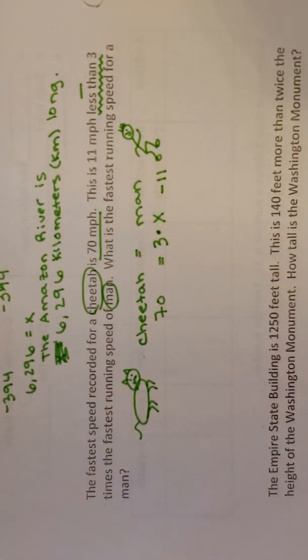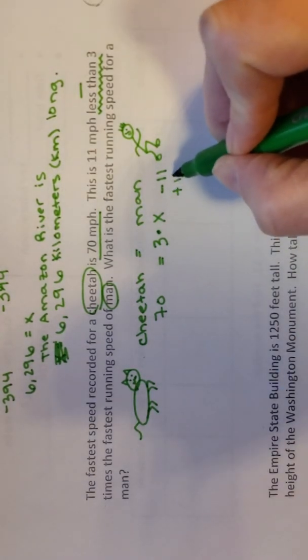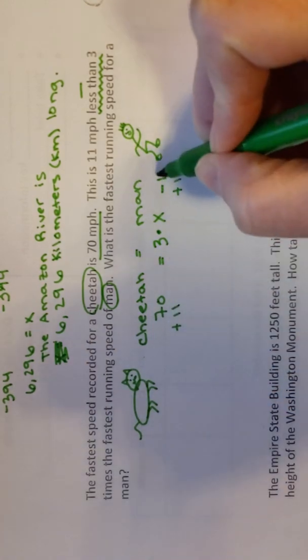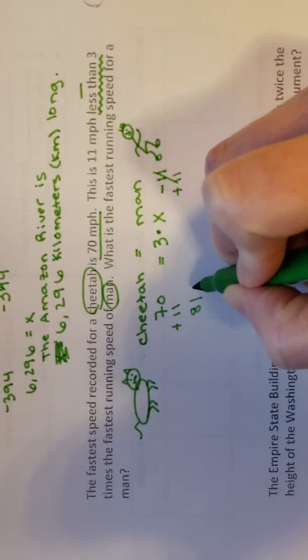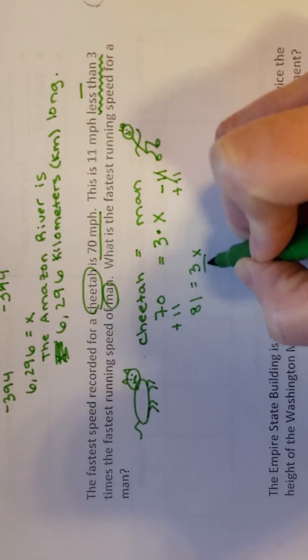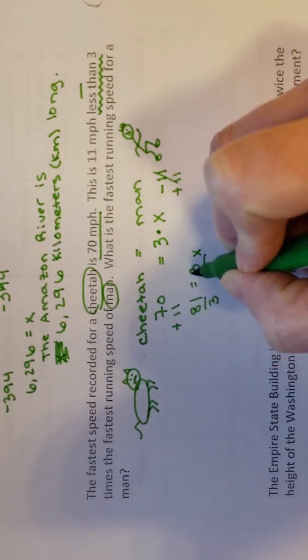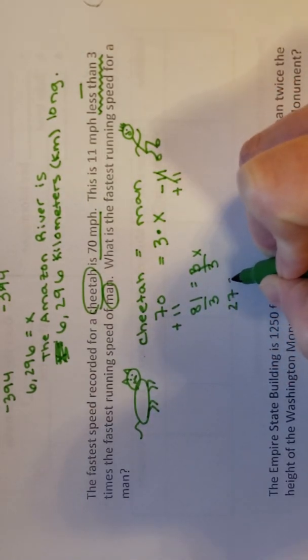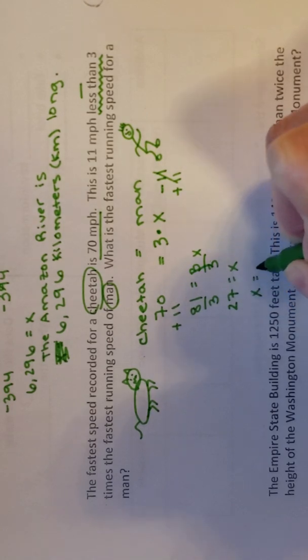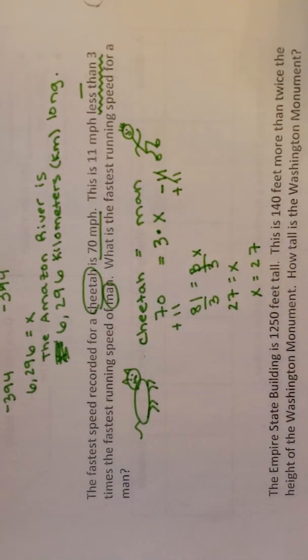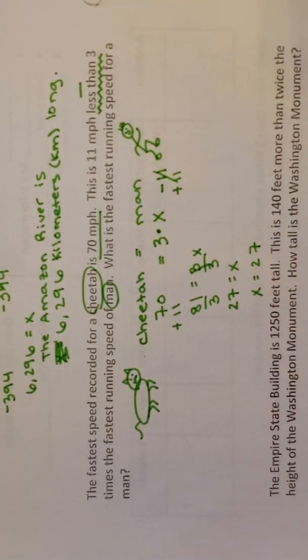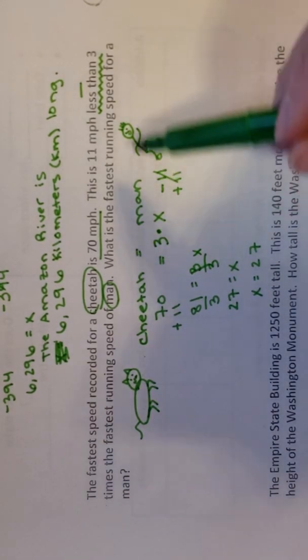There we go. So 70 is 3x minus 11. Add 11 to get 81 is 3x. Divide by 3 to get 27 is x, or x is 27. But what does that mean? What were we trying to find? The fastest running speed of a man.